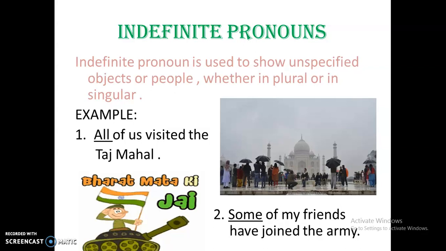Examples being, all of us visited the Taj Mahal. All of us, we do not know how many, but we know all went. So all here is an indefinite pronoun. Coming to the second example, some of my friends have joined the army. Some of my friends. So here some is an indefinite pronoun.